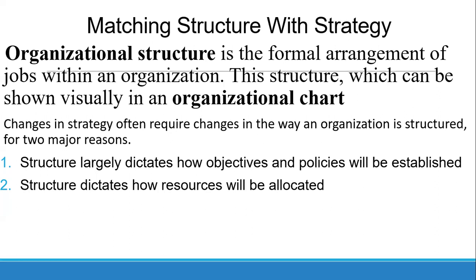Generically speaking, organizational structure can be explicated as any formal arrangement of jobs within a given organization. And when these formal structures are arranged visually, then we generate what we call organizational charts. It is also important to note that changes in strategy will often require changes in an organizational structure for two main reasons. And the first reason is that the structure of an organization largely dictates how objectives and policies will be established.